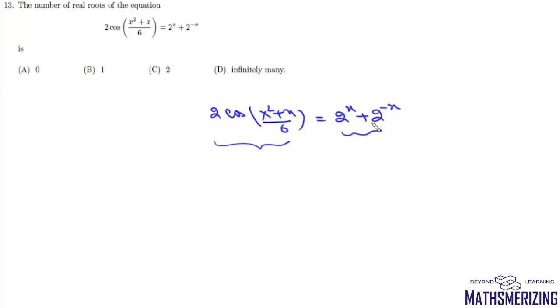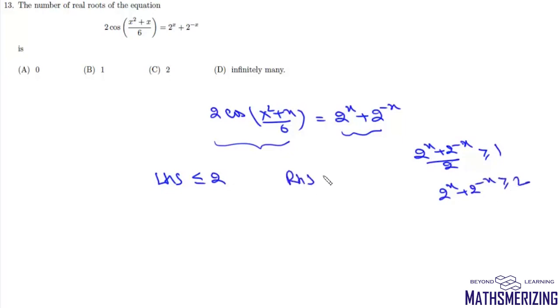So generally in these questions we solve them using maximum and minimum values. Now we look at the left hand side, we know that left hand side is always less than or equal to 2 since the maximum value of cos x is 1. And if we look at right hand side, we know that AM is always greater than or equal to its GM. So that means 2 to the power x plus 2 to the power minus x is always greater than or equal to 2. That means right hand side is always greater than or equal to 2.